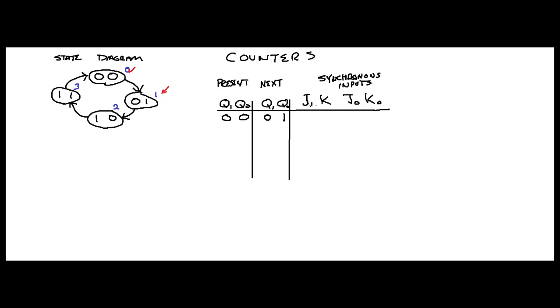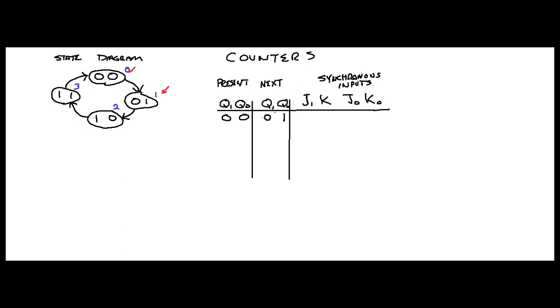We have to fill in these JKs for this, all right? But let's do that next. Let's just continue filling out the present and next, and then we're going to do that. But I want you to think about this when we're doing it. Each one of these transitions, Q0, for example, has to transition from 0 to 1 when it's clocked, right? But Q1 has to stay on 0, right? So just think about how we're going to do that.